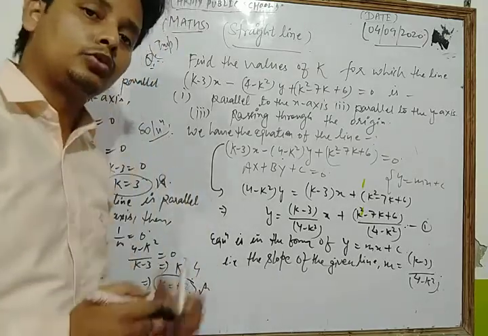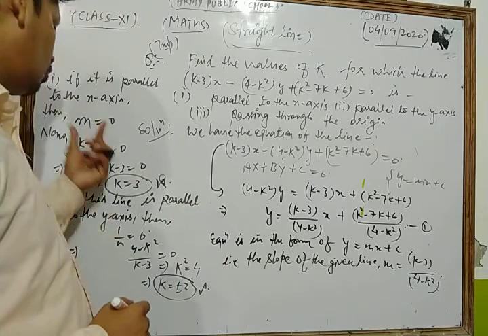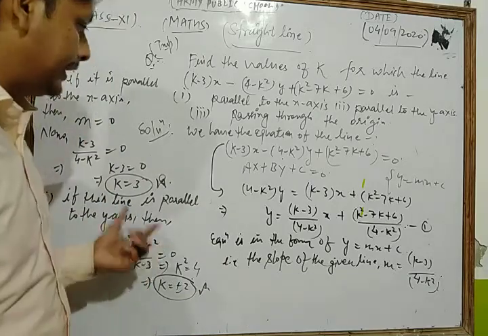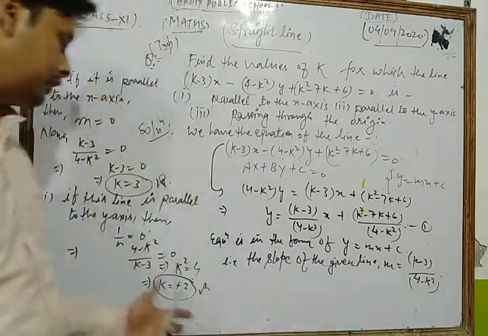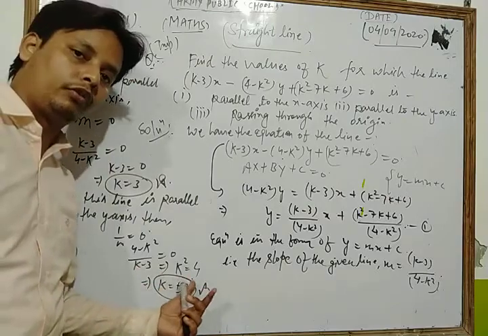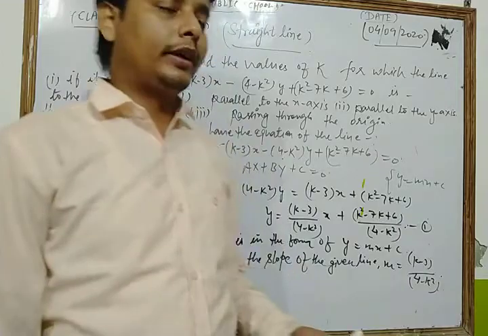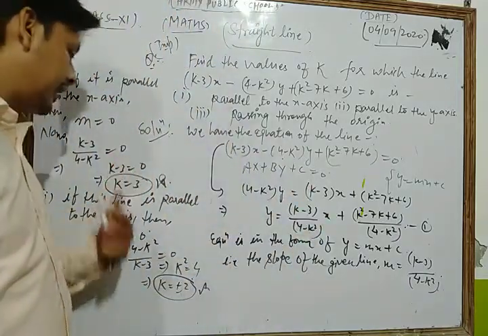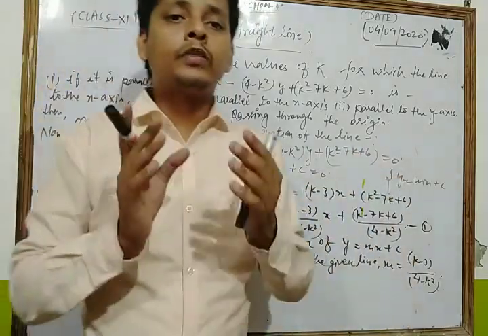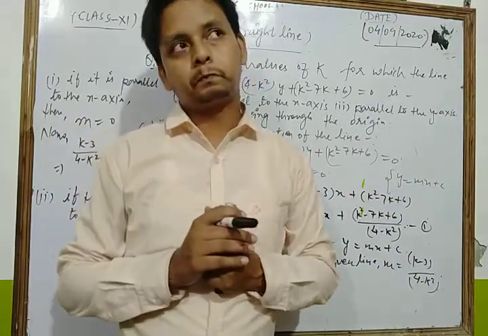If that line is parallel to the y-axis, then the reciprocal of the slope must be equal to 0. In this way, if we put the value of m, we get k square is equal to 4, so the value of k is plus minus 2. So in the first condition, the value of k is 3, and in the second condition, the value of k is plus minus 2.